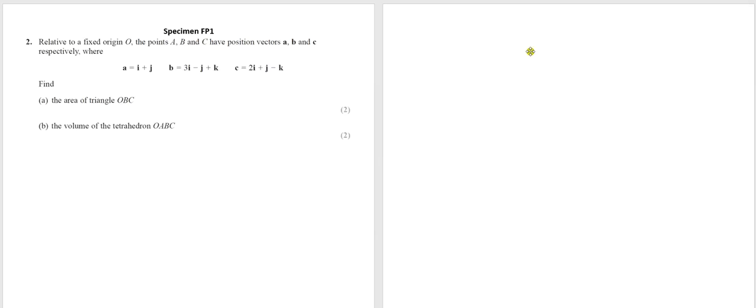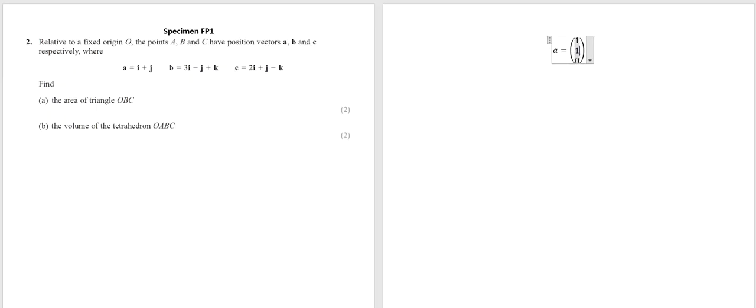This is A-level further maths, further pure 1, specimen paper question 2. This question involves vectors, and it looks like a relatively quick question. There are just 4 marks available. They've given us 3 vectors, A, B, and C.